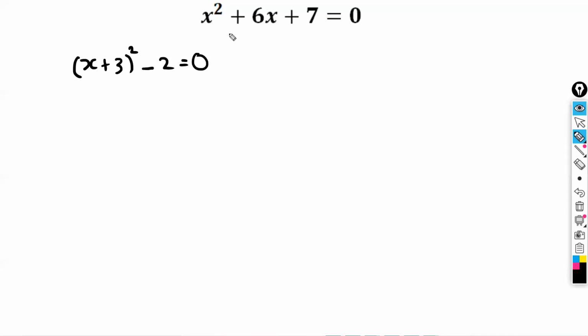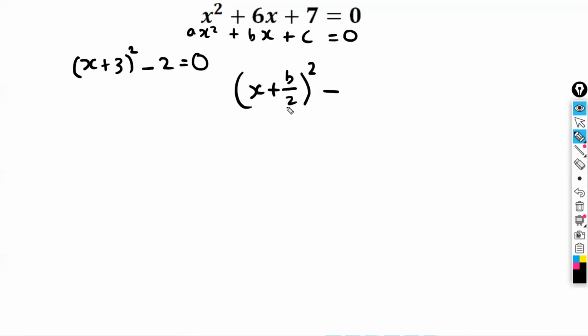Now to get this, we can think about a general formula. So what we did is, initially we said every quadratic equation is in the form ax squared plus bx plus c is equal to 0. So what we've actually done is, we have done x plus half of our b term. So our b term is 6, and half of 6 is 3. So it's going to be x plus b over 2 squared, minus b over 2 squared.